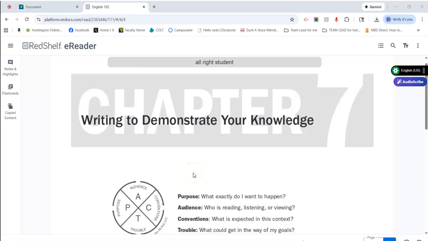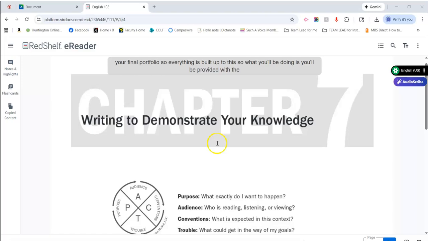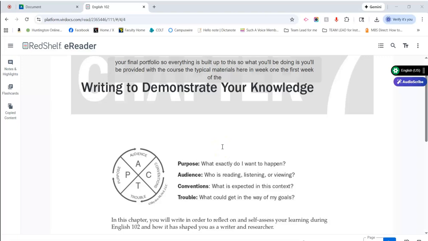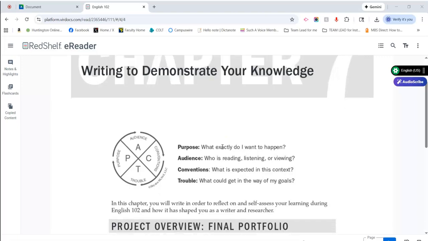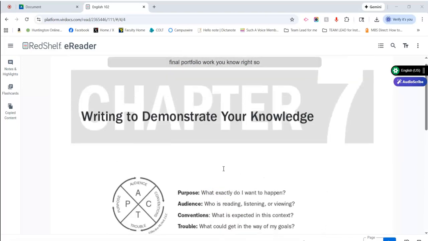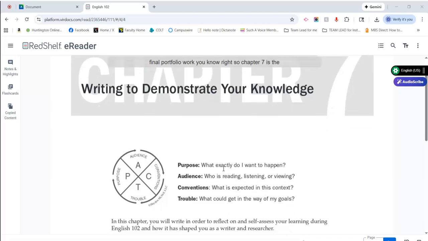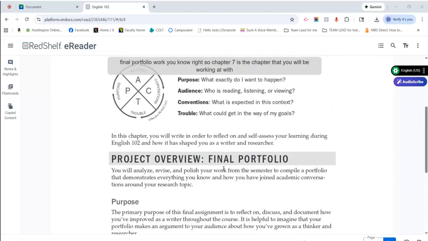All right, students, it is almost the end of the semester, and so this week you will be starting on your final portfolio. So everything has built up to this. What you'll be doing is you'll be provided with, of course, the typical materials here in week one, the first week of the final portfolio work, right? So chapter 7 is the chapter that you will be working with and reading and looking at.